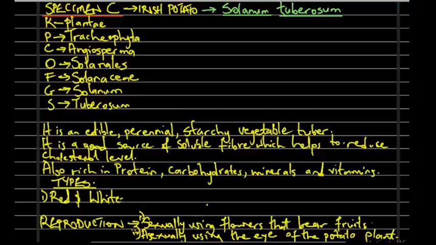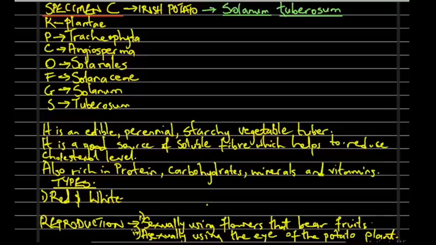Now, this particular crop is very rich in starch. It is very rich in carbohydrate, like I said earlier on, and it is edible. It is a perennial crop, even if it is cultivated as an annual crop. Now, it is a vegetable tuber. Yes, it is a very good source of soluble fiber, and it helps to reduce cholesterol level in the body. It also has in it a high amount of protein, minerals, vitamins, and the rest of those. Now, there are basically two types of this Irish potato. We have the red and the white.